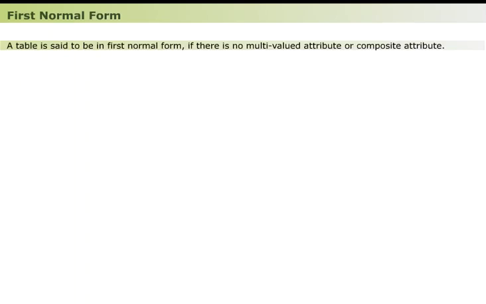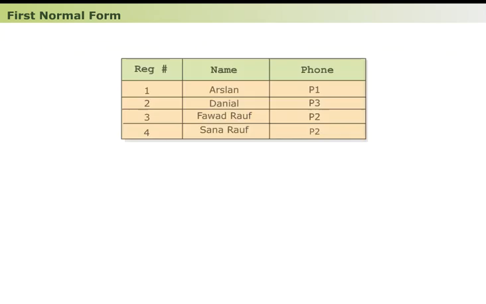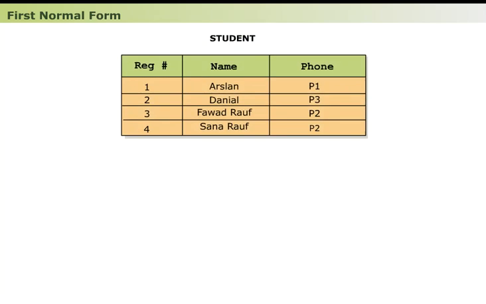First normal form. A table is said to be in first normal form if there is no multi-valued attribute. For example, consider the table student as shown. The sample rows show that each student has one value of name and phone number. Dear learner, the table student is in the first normal form because there is no multi-valued attribute.